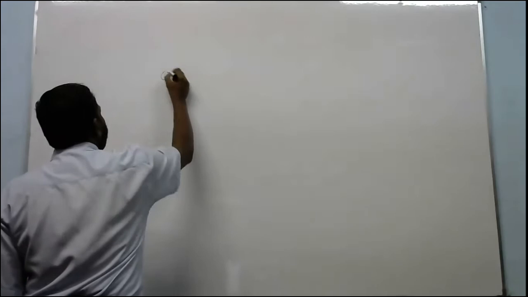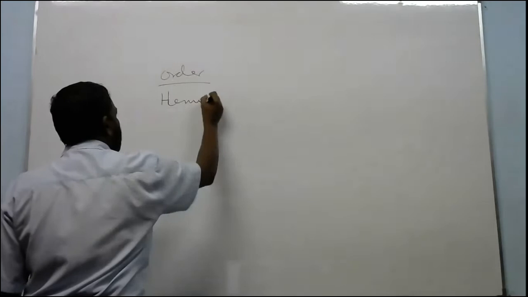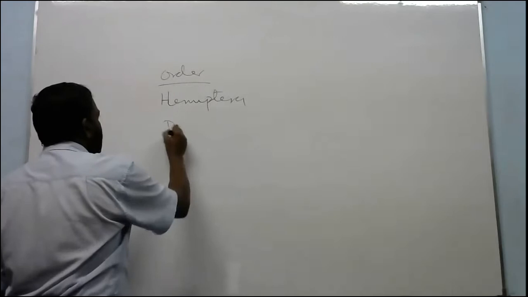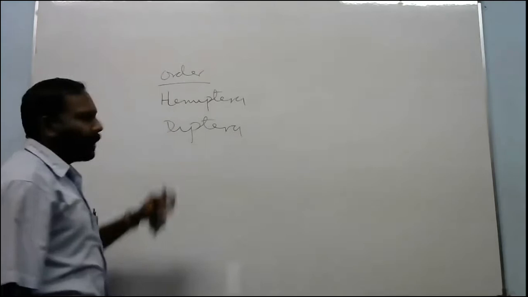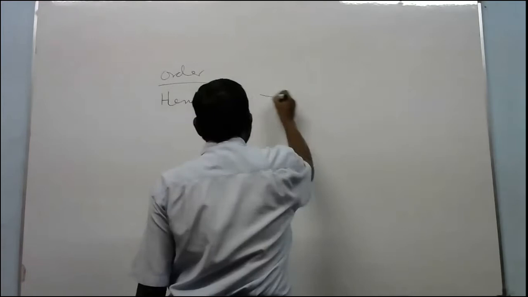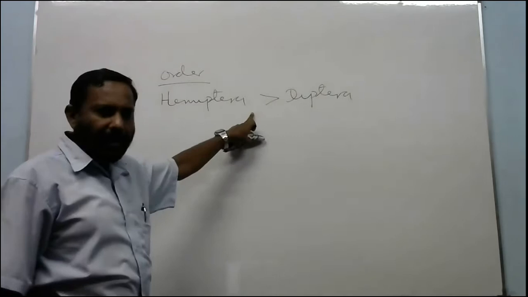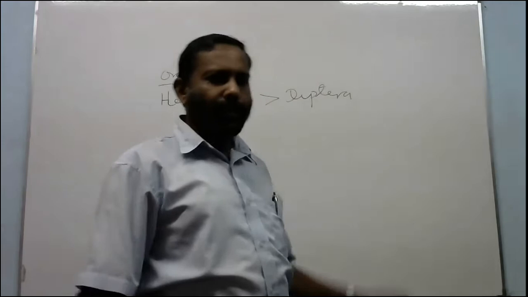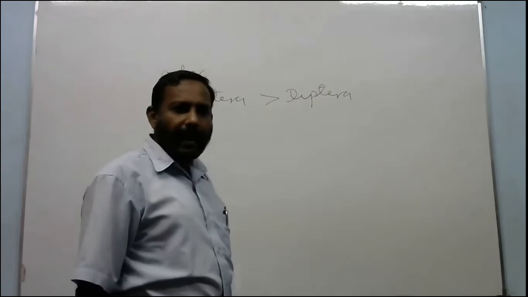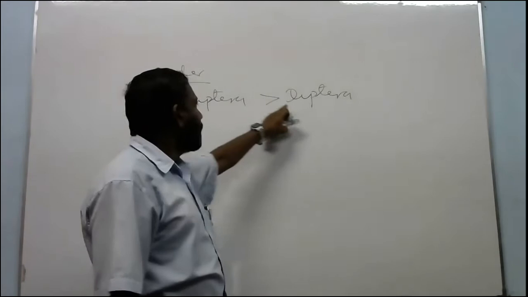Let's say we take insect orders: Hemiptera, and somebody said Diptera. I have considered two orders, right? Can we say Hemiptera is superior to Diptera? So this is what we call a rank, isn't it? Can we say Hemiptera is superior to Diptera, or Diptera is superior to Hemiptera? Yes or no? You can't say that. Hemiptera or Diptera, which is superior? That we cannot say.